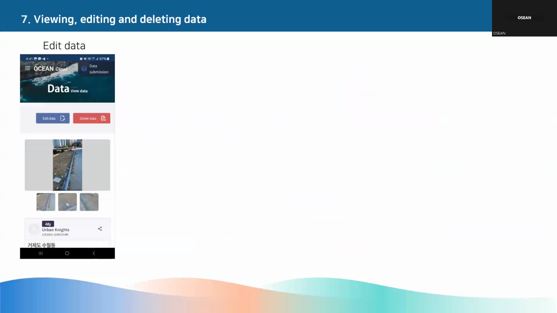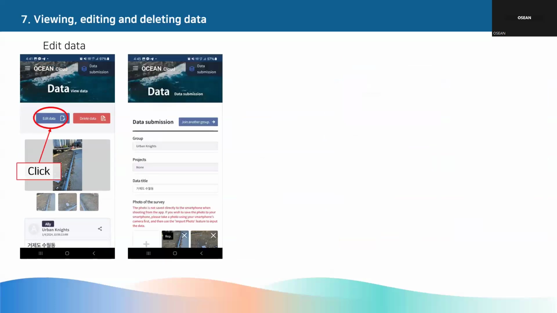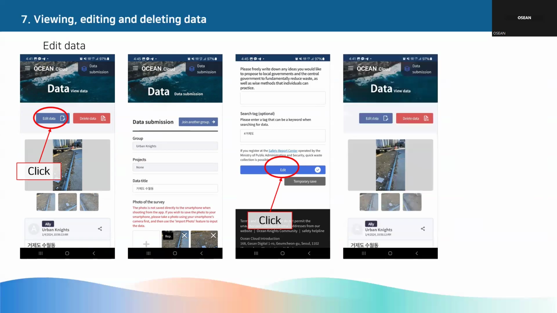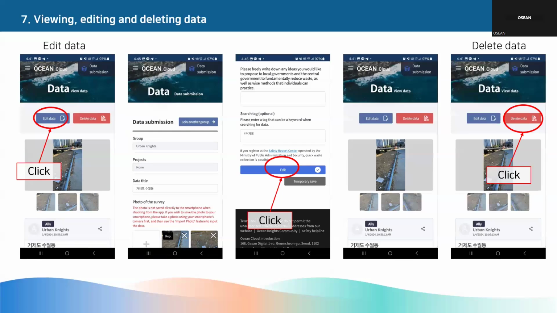To edit your data, simply click the edit data button at the top, which will bring you back to the data submission page. And then after fixing what you need to edit, click the edit button at the bottom and you'll be brought back to the view data page with the updated data. And then to delete your data, simply click the delete data option on the top right of your page.